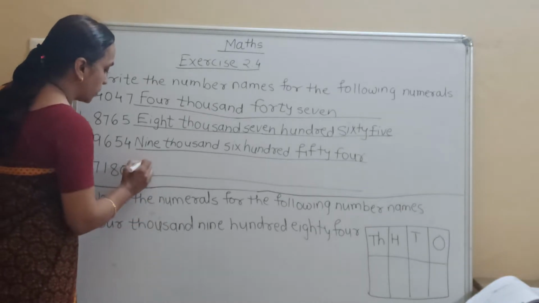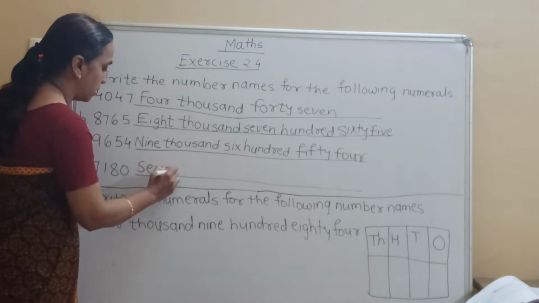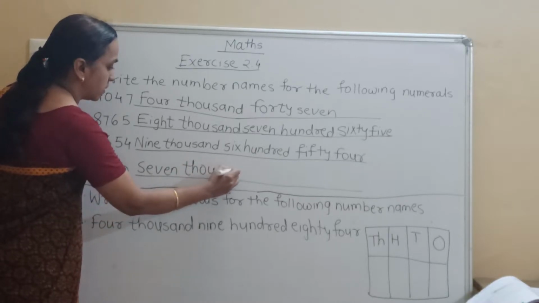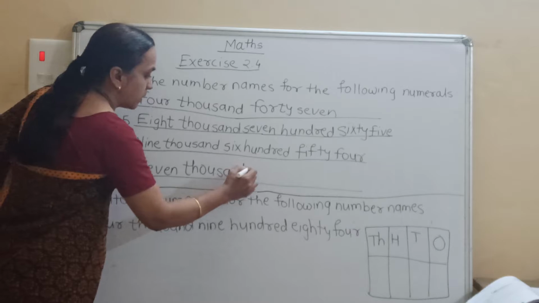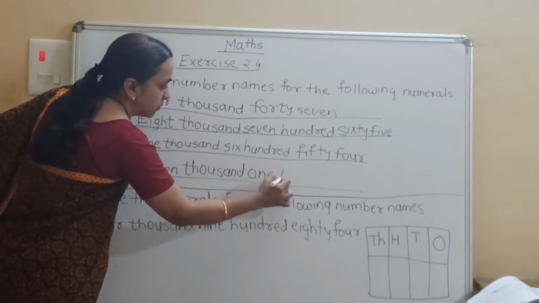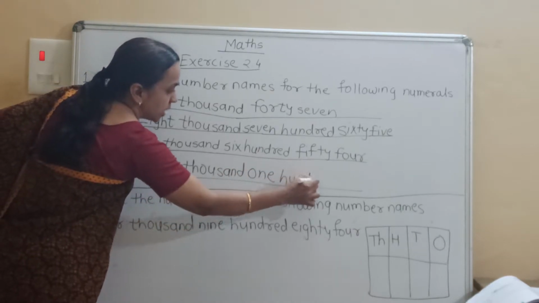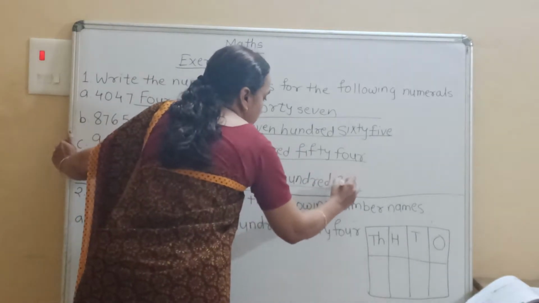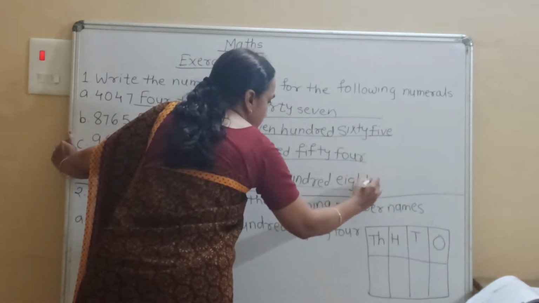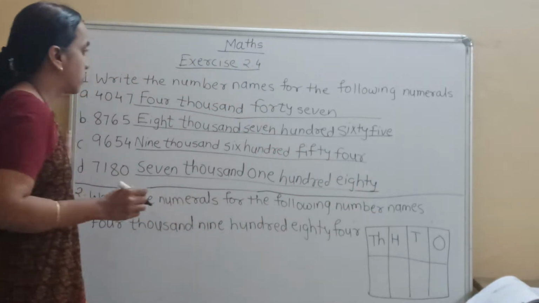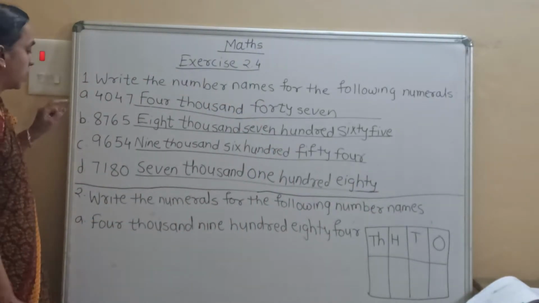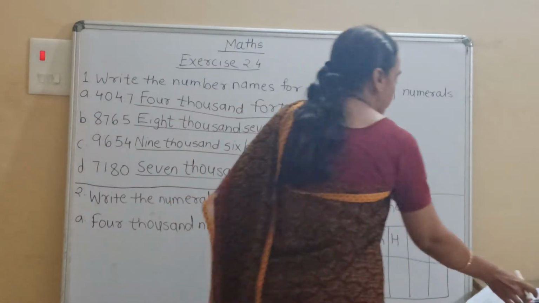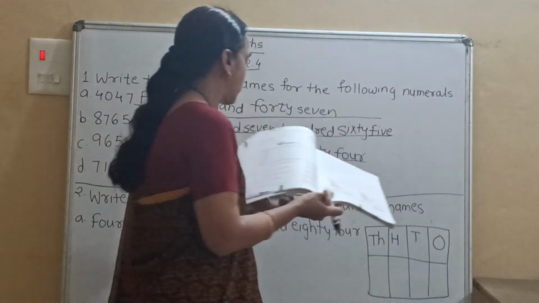Okay, now D question is 7180. So you write down 7100, one hundred, and 80, eighty. So like this you have to write down in your textbook, and remaining examples, see in your textbook.